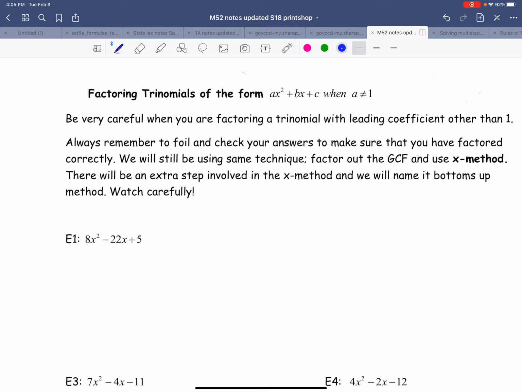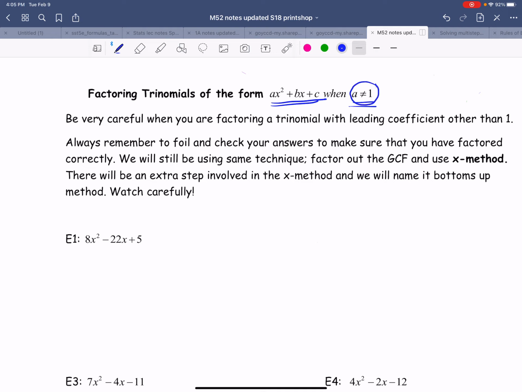In this video, we are going to focus on factoring quadratic trinomials of the form ax squared plus bx plus c, where a is not equal to 1. So we're dealing with quadratic, second degree. Trinomial means 3 terms, where the leading coefficient is not equal to 1. In the previous video, we saw when we have a equal to 1, we did use the x method.